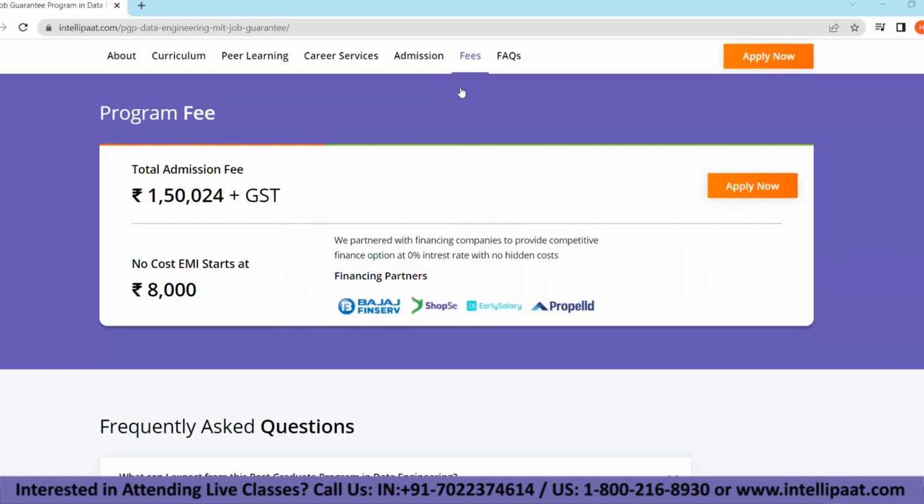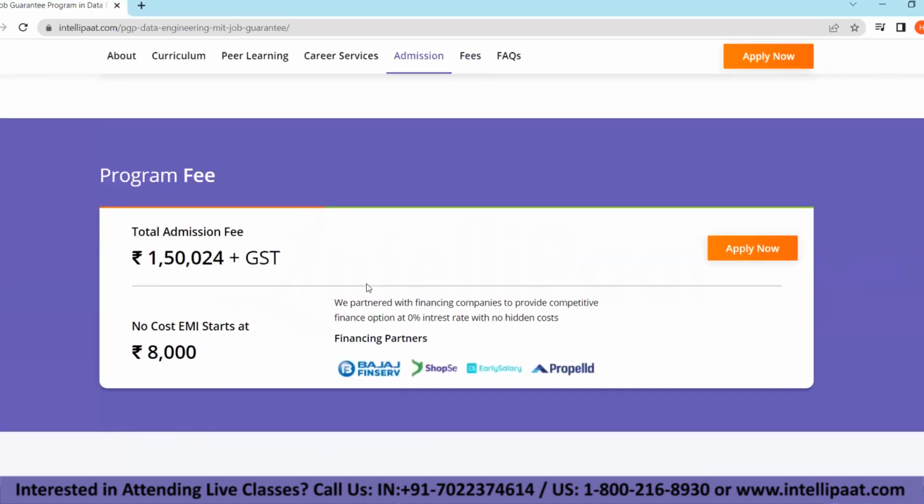In terms of EMI, yes, we have no cost EMI options available with our financing partners, wherein no interest will be charged to you and the entire amount can be converted into 3 months, 6 months, 9 months, or up to 18 months and 24 months of EMI as well. That is how the EMI goes as low as 8,000 rupees only.